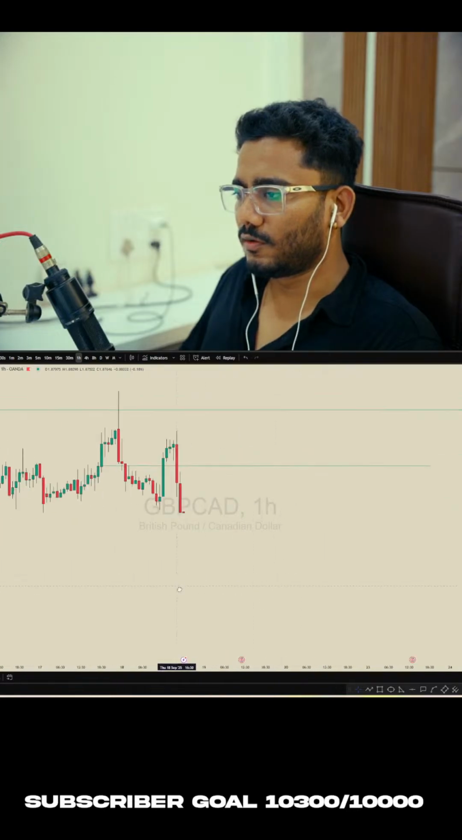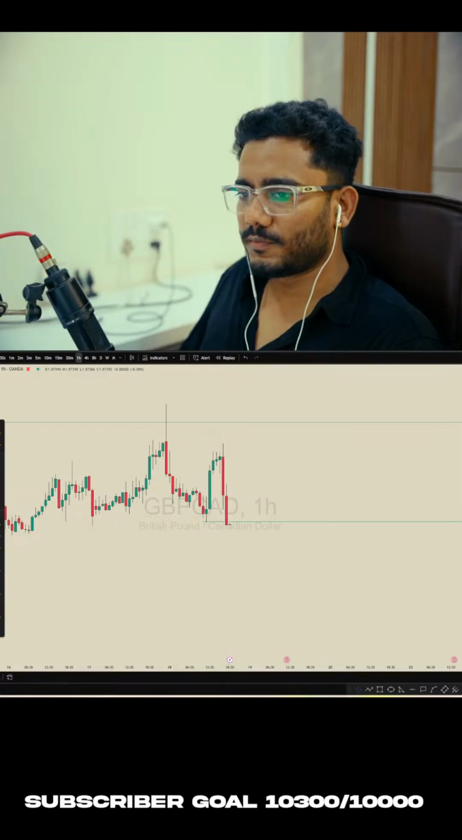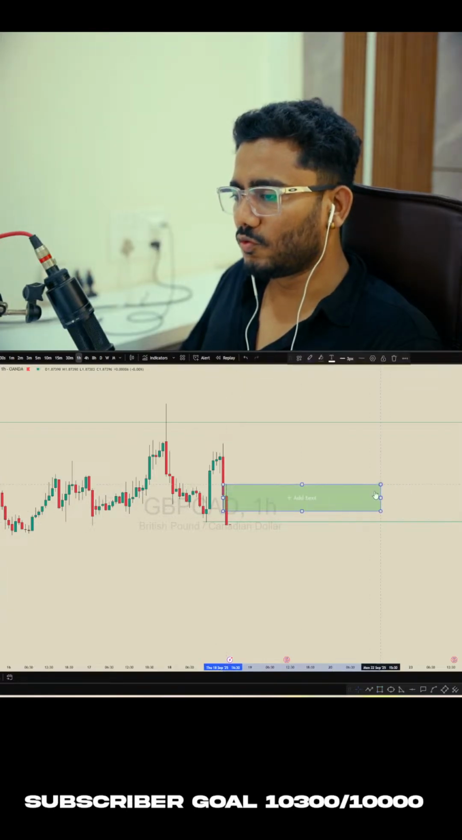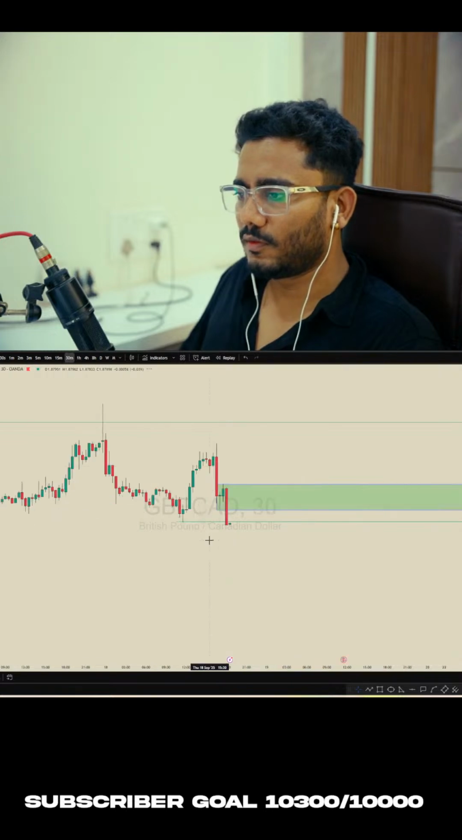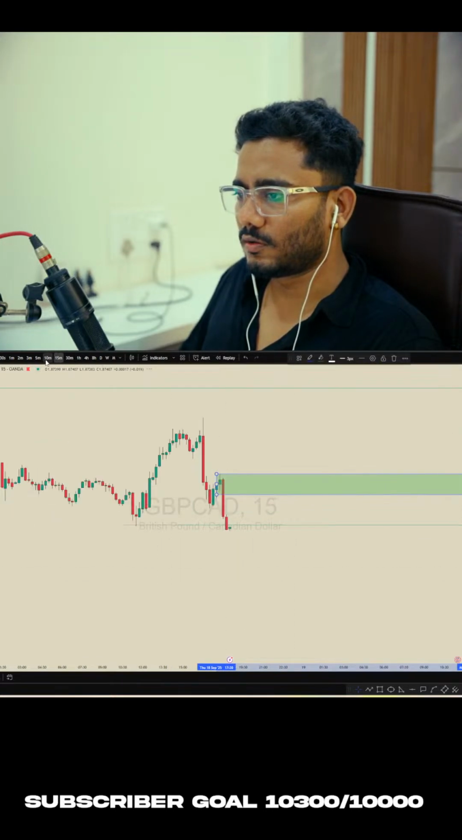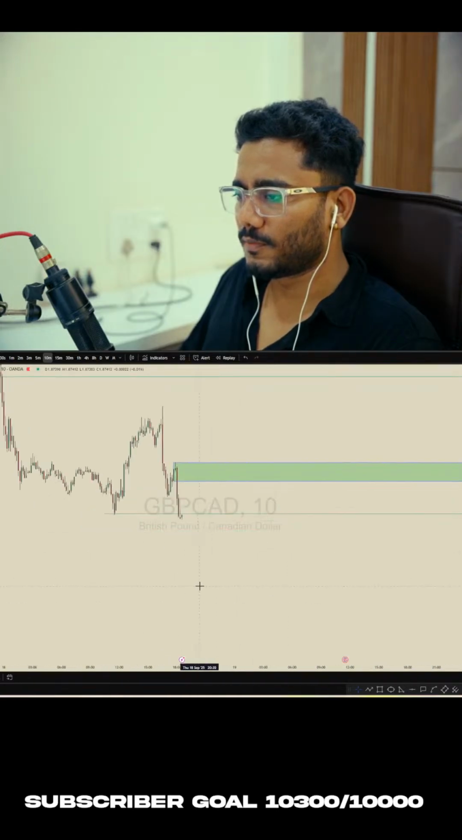Here on 1 hour, this is probably a breakout structure. Price broke the structure with a candle body, and we have this huge wick to the upside. Probably this is the wick, and we have this low. So probably we should get an order block over here in this area, which is this one.